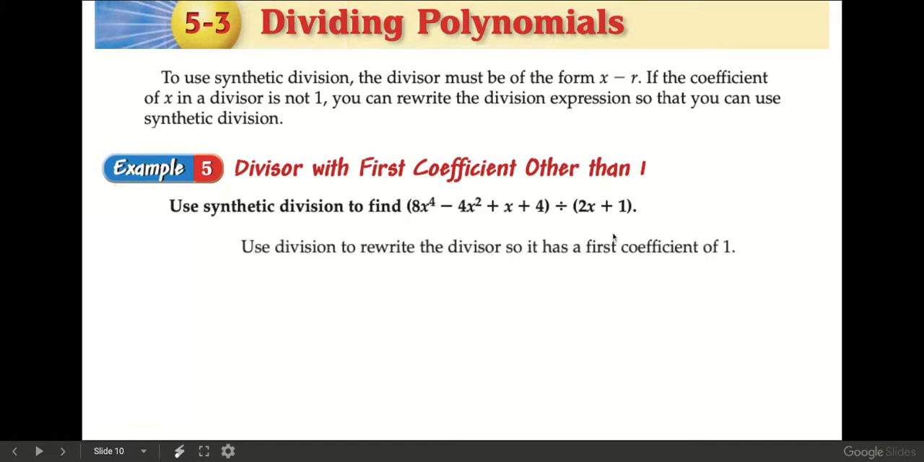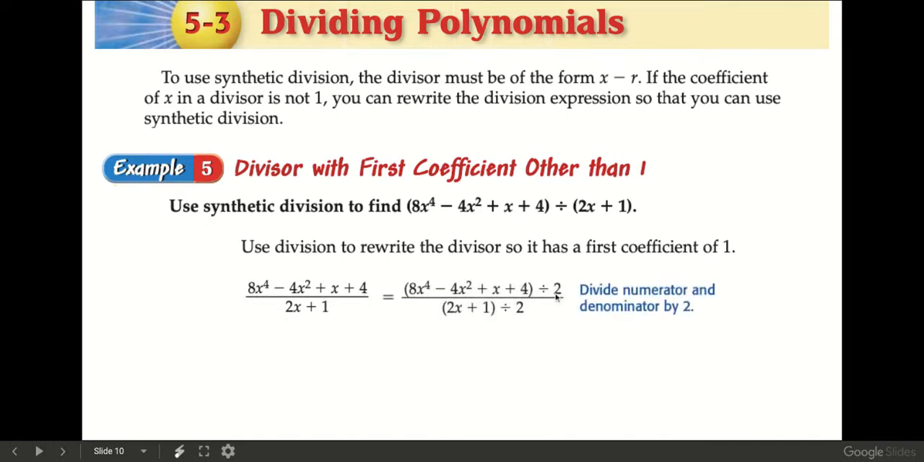All right, so let's go ahead and look at what that looks like. So really, this problem can be written like this, right? The polynomial divided by that polynomial. So if I wanted to turn this into a coefficient of 1, all I would have to do is divide everything by 2. I can do that as long as I divide everything in the top by 2. So that's what I'm going to do, divide both the numerator and denominator by 2.